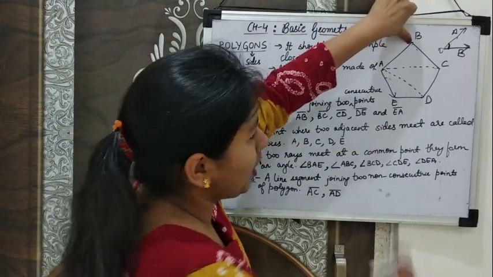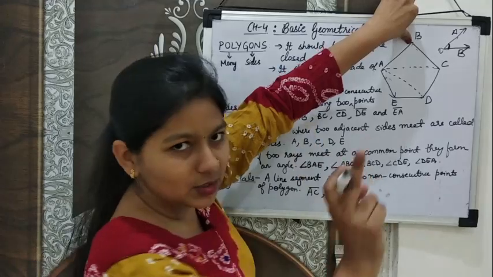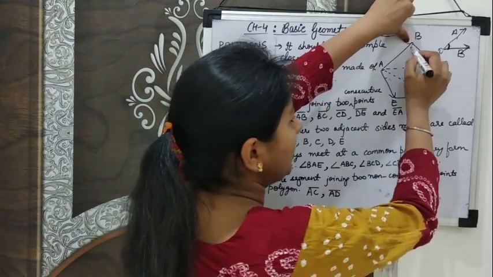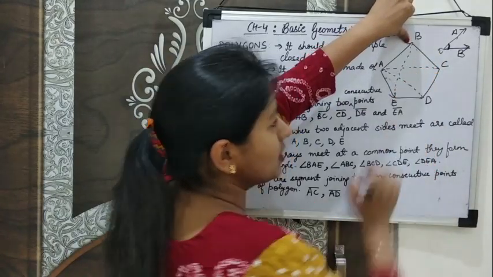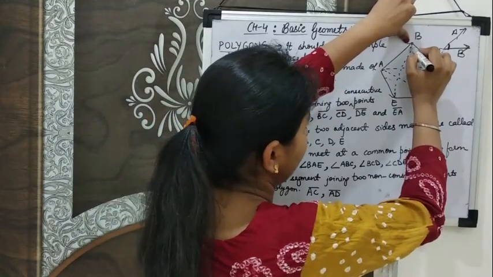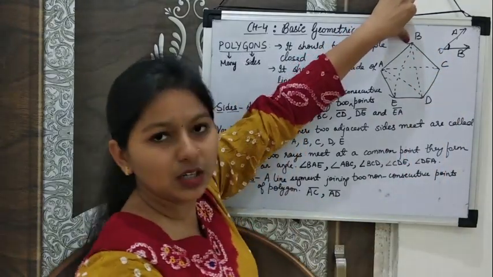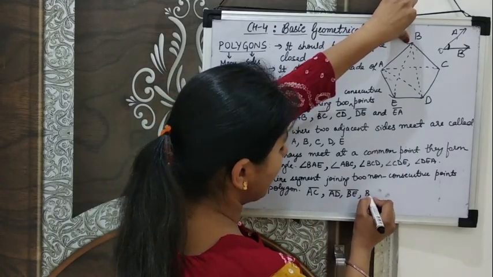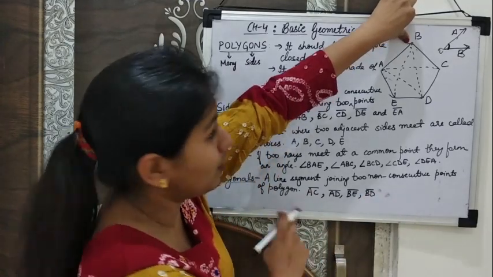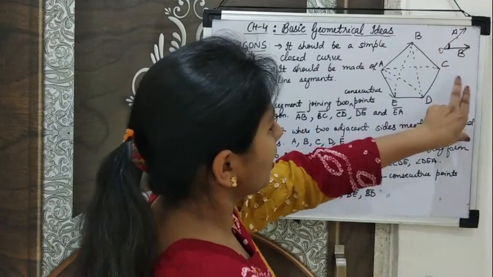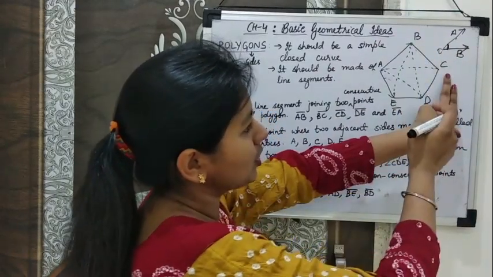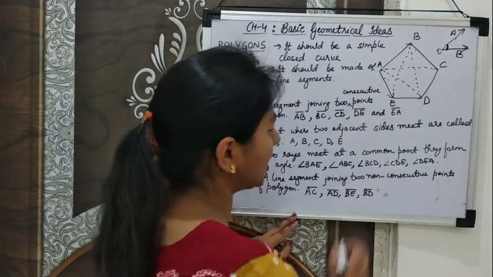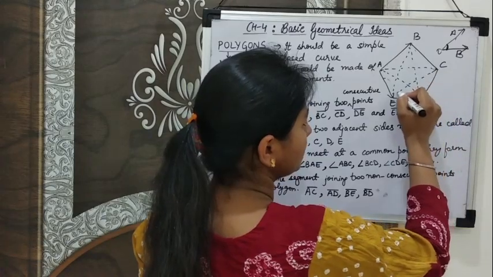Now from point B, B to A is a consecutive point and B to C is also a consecutive point. But B to E is a non-consecutive point and B to D is also a non-consecutive point. So I have 2 more diagonals, BE and BD. I am placing the symbol of line segment here. Now let's see from C. C and B are consecutive points, C and D are also consecutive points. C to A is already joined. Now from C to E.